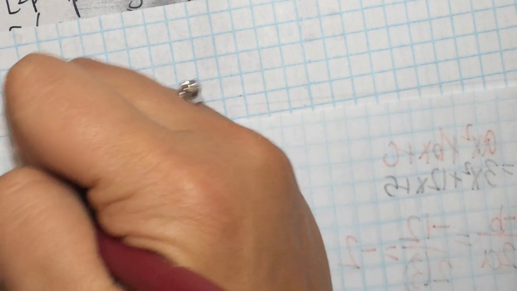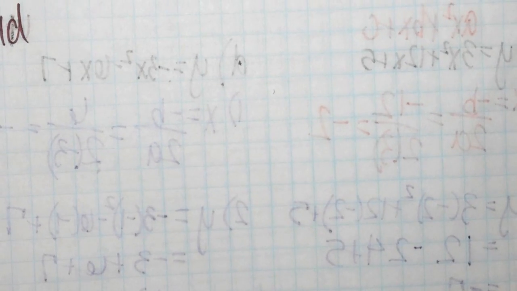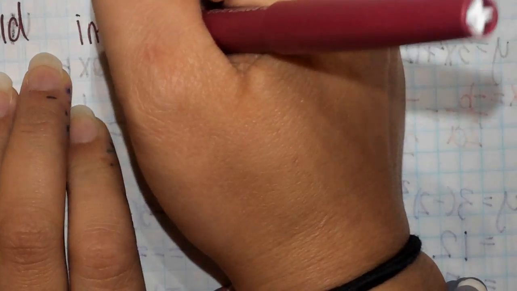And this is going to be 61D. Yours may be a little different, but I got to get mine together. My life is out of order right now. And I'm going to write intercept form at the top.